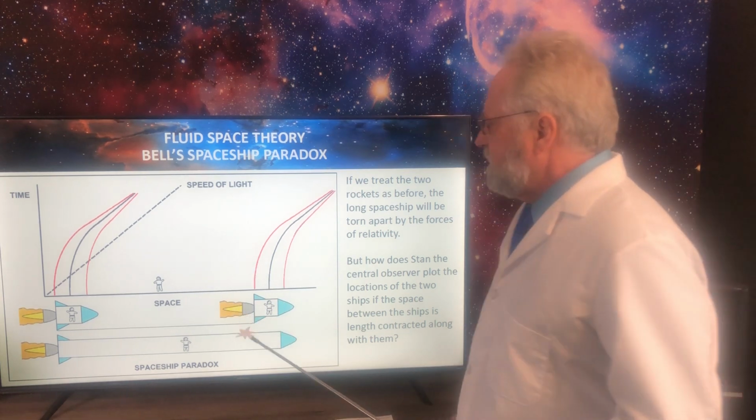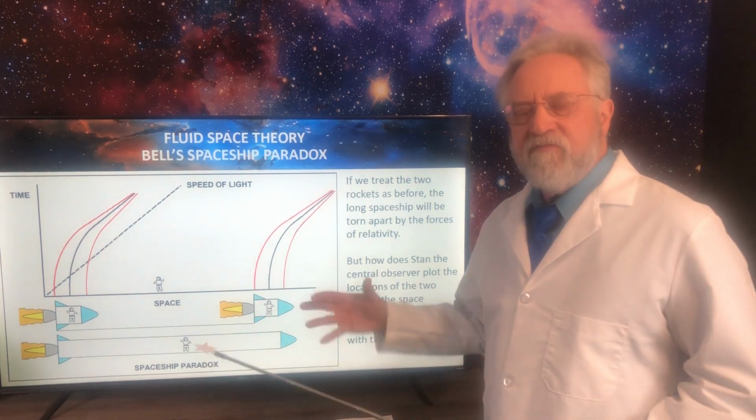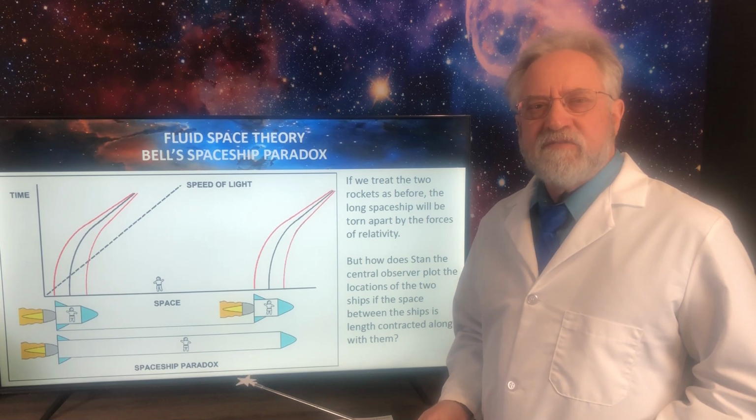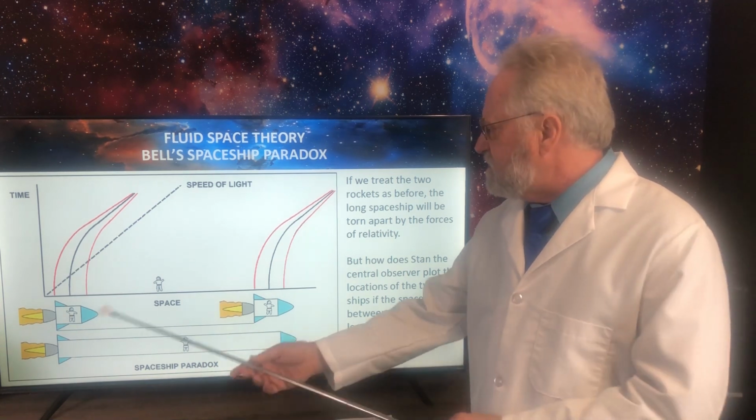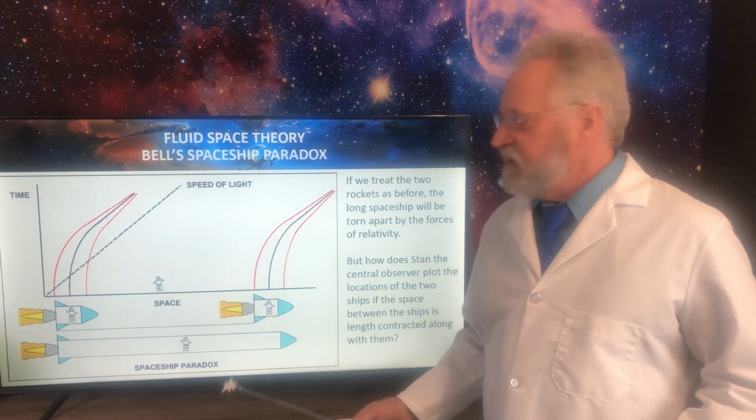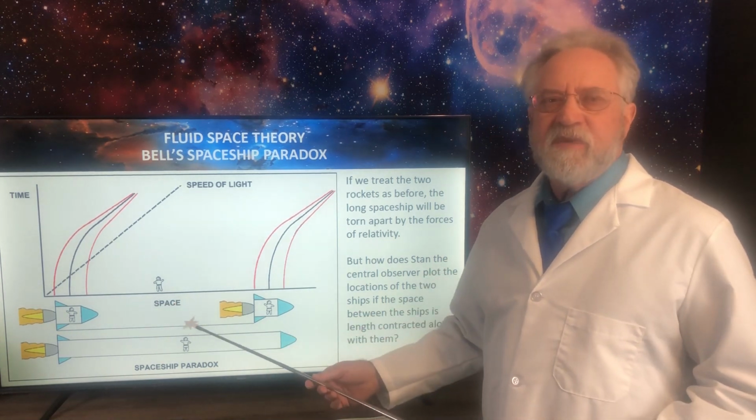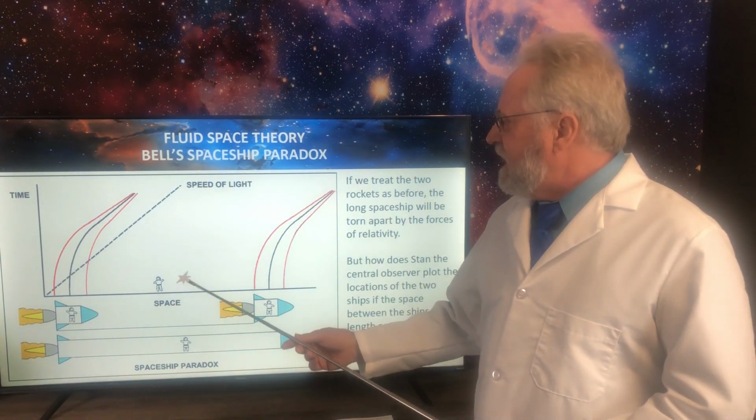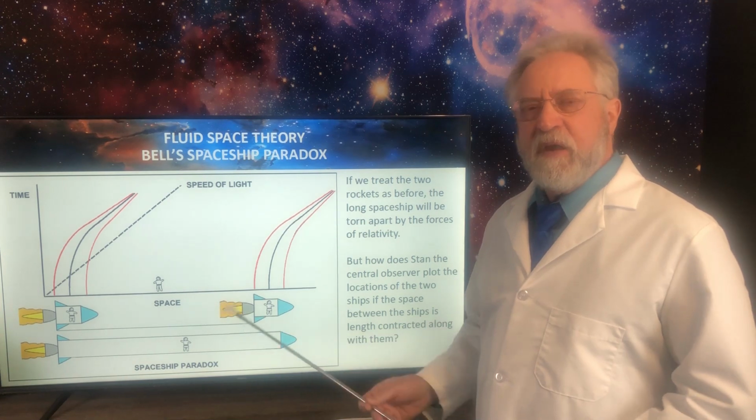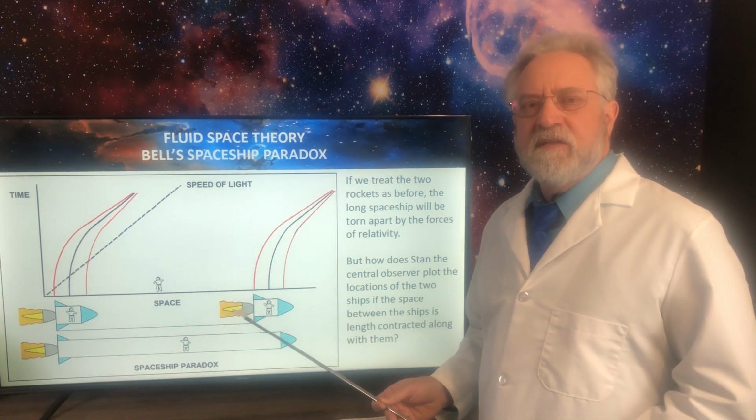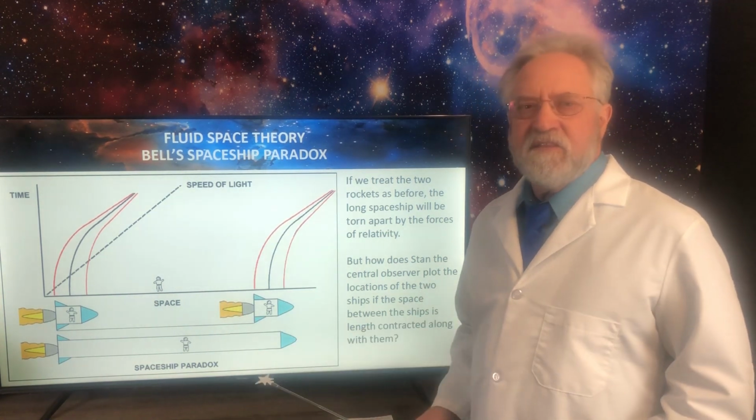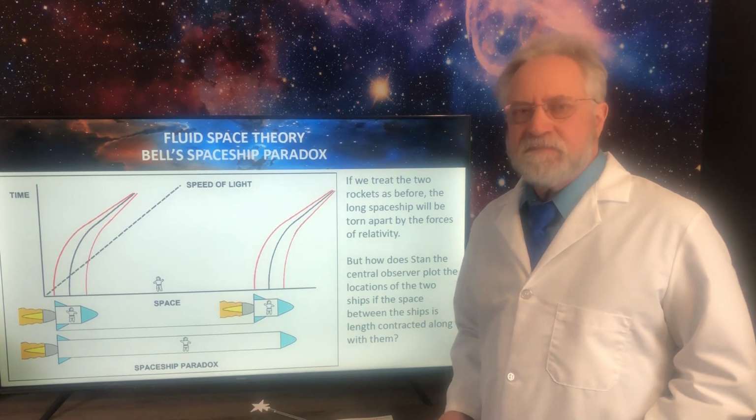But then, if we apply the Lorentz transformation to the entire reference frame, including both ships and the space in between, then how does Stan account for the apparent displacement of the ships as length contraction takes place?